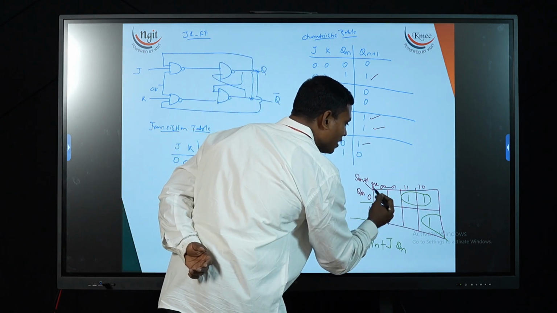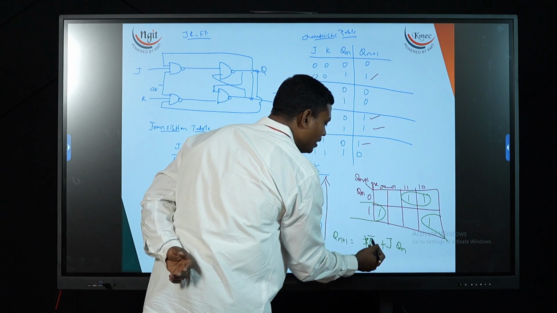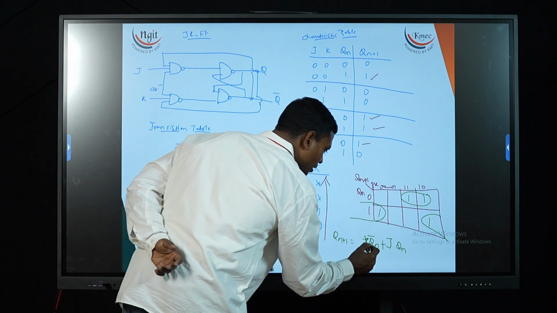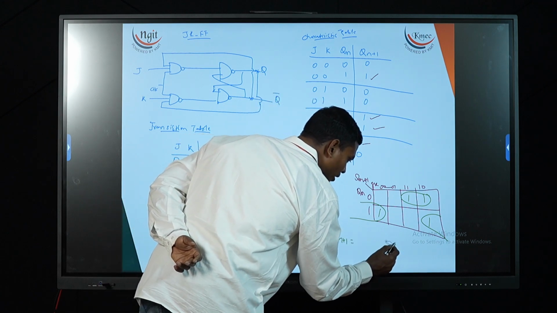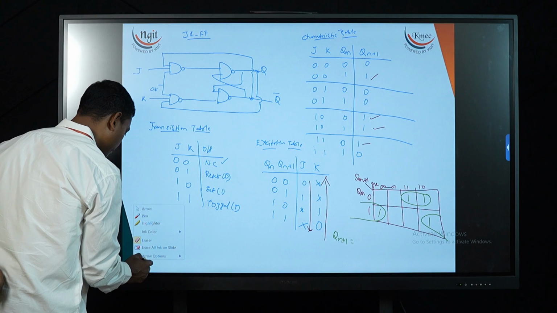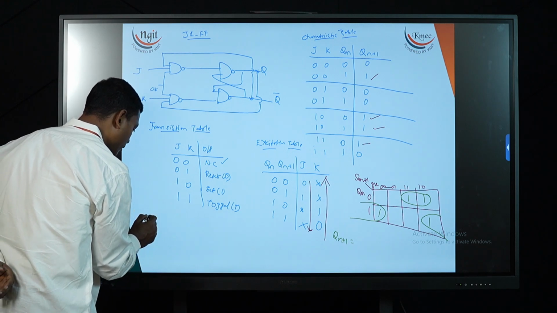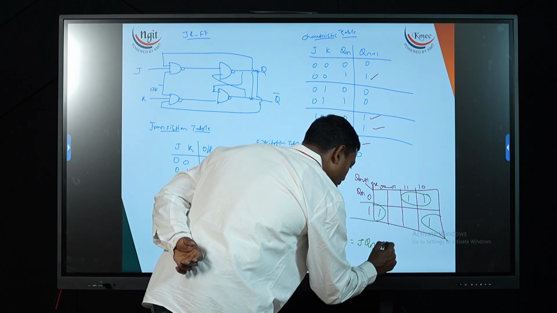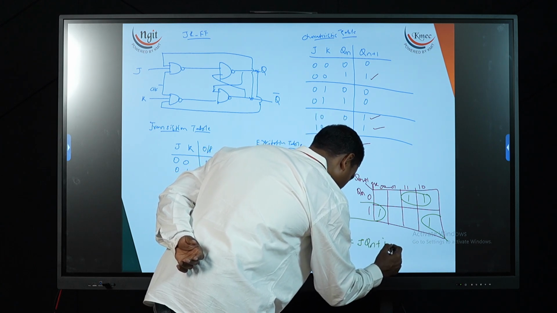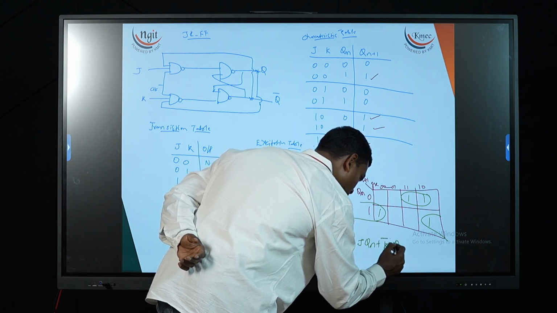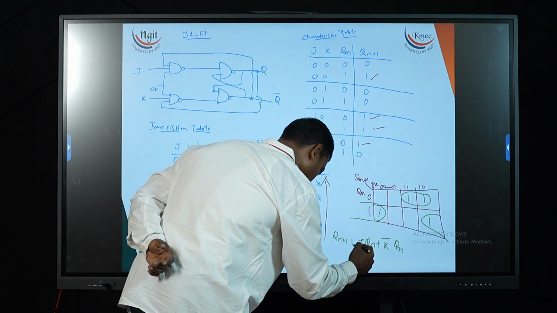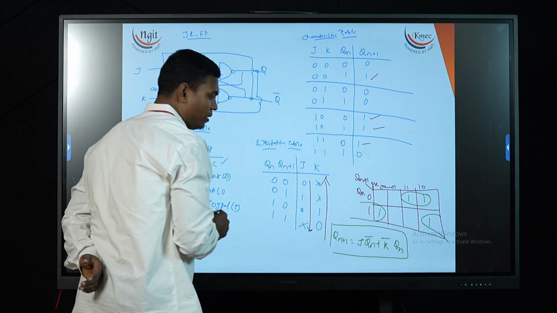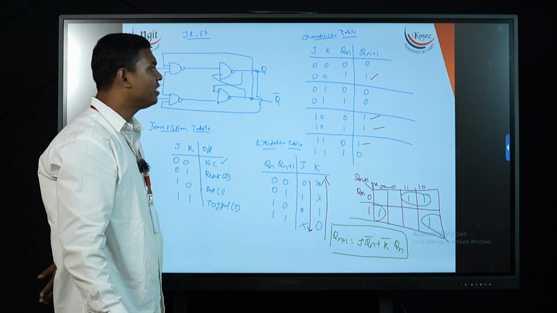For this one, 1 1 and 1 0, means J was common here. Let's remove it once again, eraser. I am removing it, I will represent it again. This is J Qn plus K bar Qn. So this is J Qn bar and this is K bar Qn. This is my final expression for my JK flip-flop.